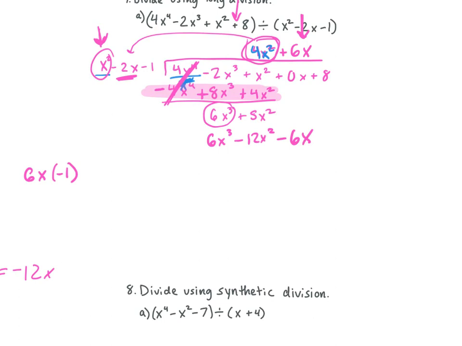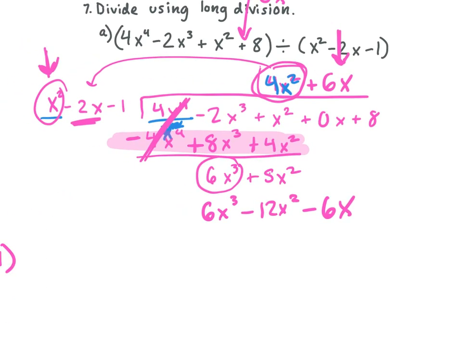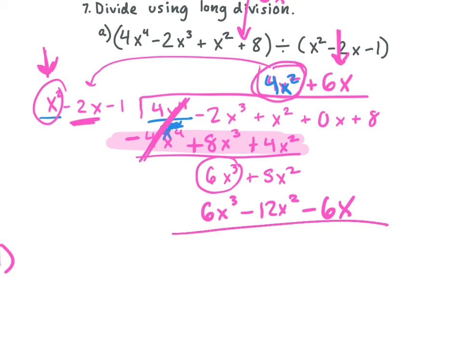What do we do next? So we want to combine these two rows. We add them together, but we need these 6x cubed and 6x cubed to cancel out. So what can we do? What did we do in the last step to get them to cancel? Change the signs. So this becomes negative, this becomes positive, this becomes positive. Now these two cancel. And we have 5x squared plus 12x squared.